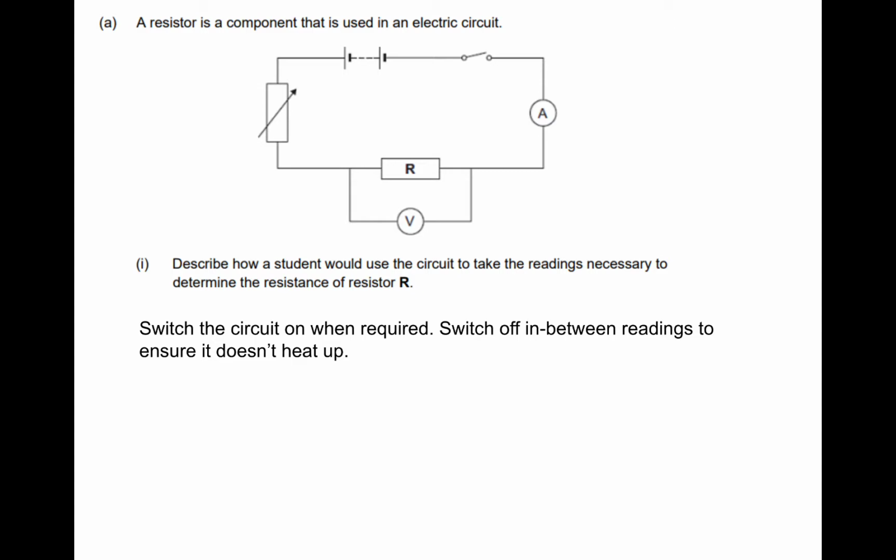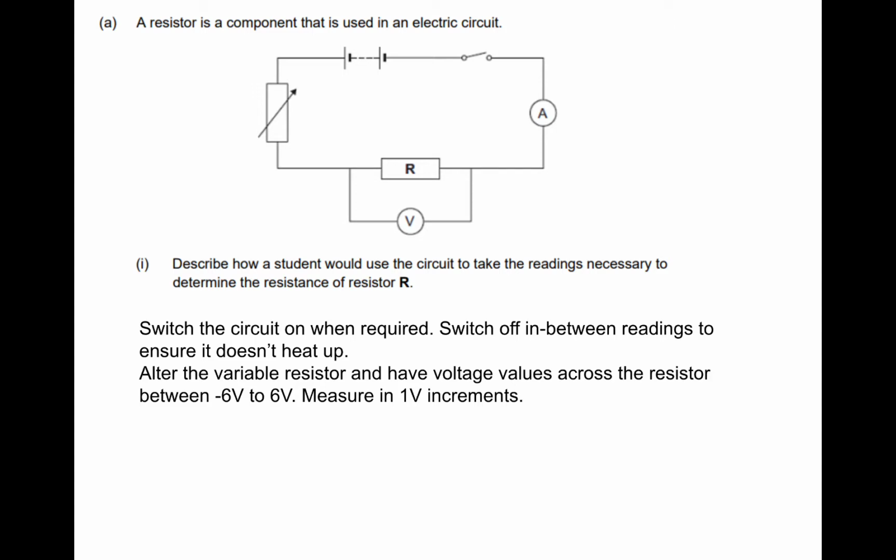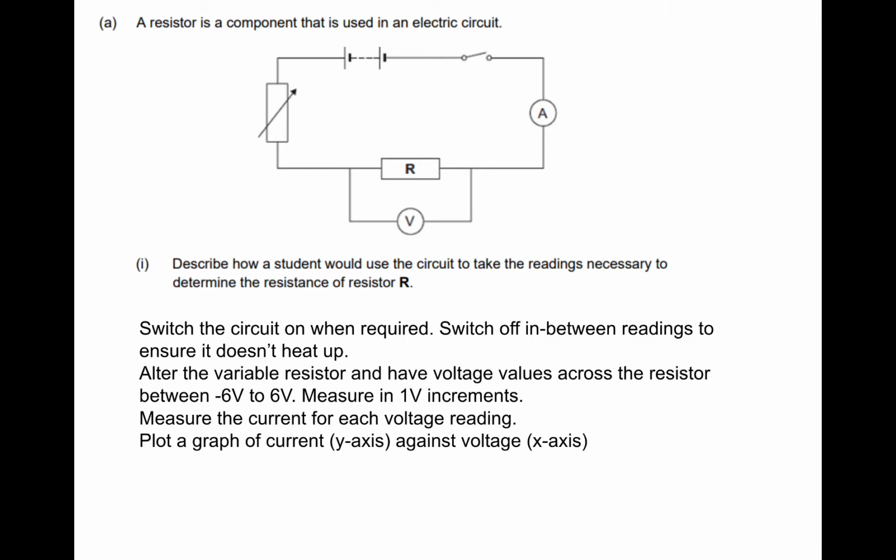Switch the circuit on when required, and switch off in between readings to ensure it doesn't heat up. So that's a point that we haven't really covered, but we have now. We're going to alter the variable resistor and our voltage values across the resistor between -6 volts to +6 volts, and measure in 1 volt increments. So we talked about that one. Measure the current for each voltage reading. We discussed that, especially with the table.